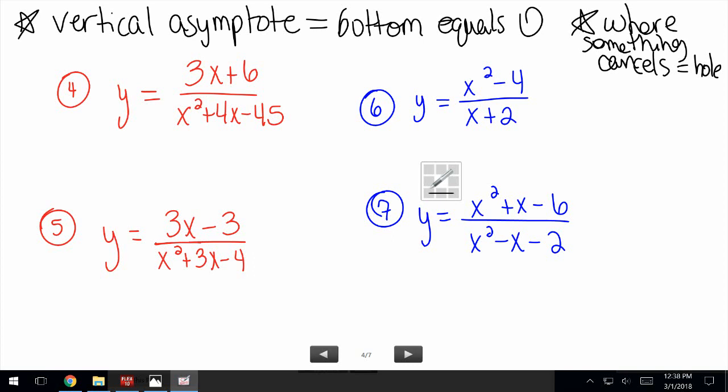You all okay so far? All right. So to do that, you got to factor. How's the top factor on number 4? There you go. And the bottom? X plus 9 and x minus 5. Very good. Does anything cancel out like we did back at 8.1? Nope, nothing cancels out, so I don't have a hole. But where the bottom equals 0 is where you have a vertical asymptote. So you have a vertical asymptote at -9 and +5. And that's all she wrote.